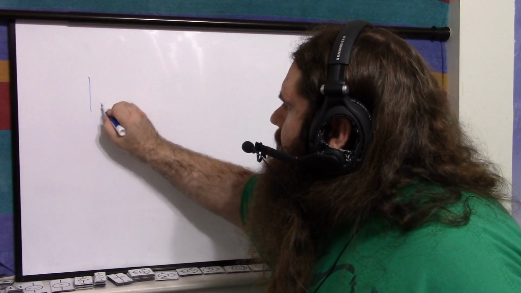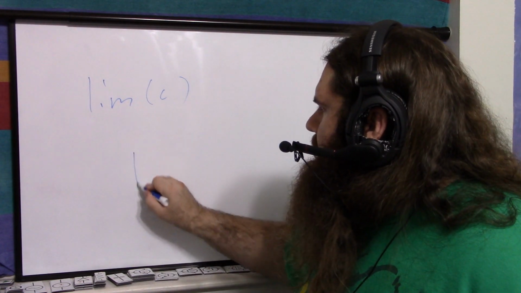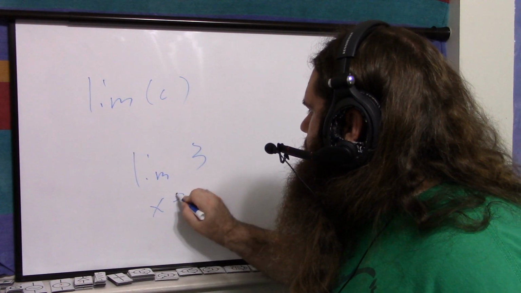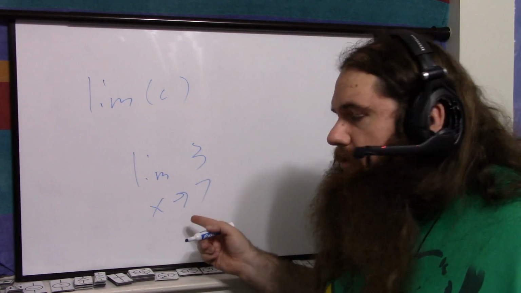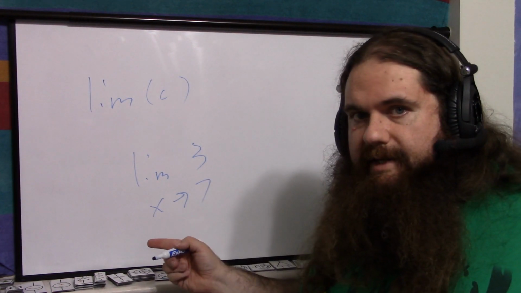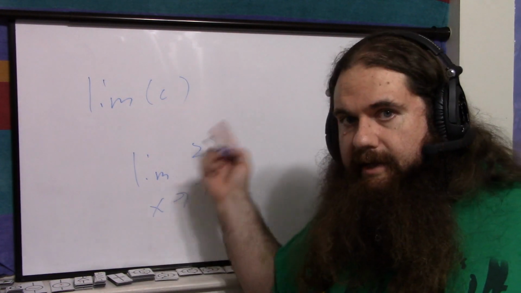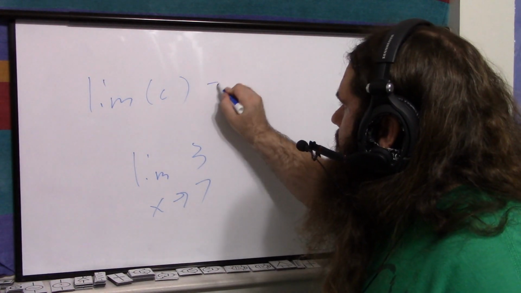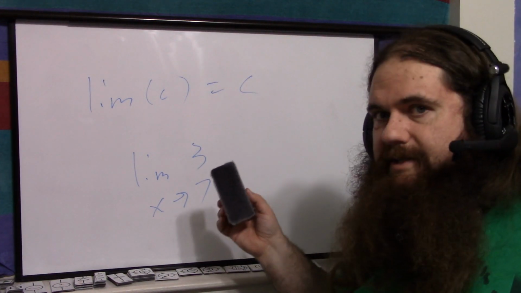Hopefully. The limit of a constant. For example, the limit of 3 as x goes to 7. When x is 1, this is 3. When x is negative 4, this is 3. When x is 8, this is 3. It's always 3. The limit of a constant is just that constant, because the constant isn't changing.